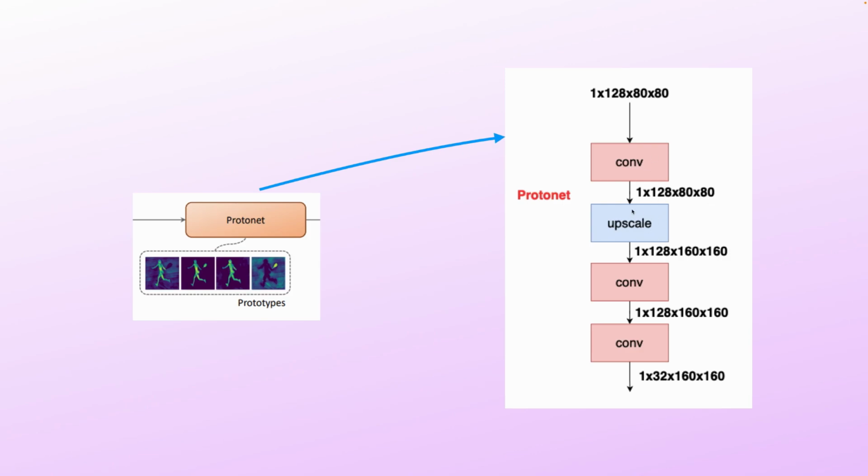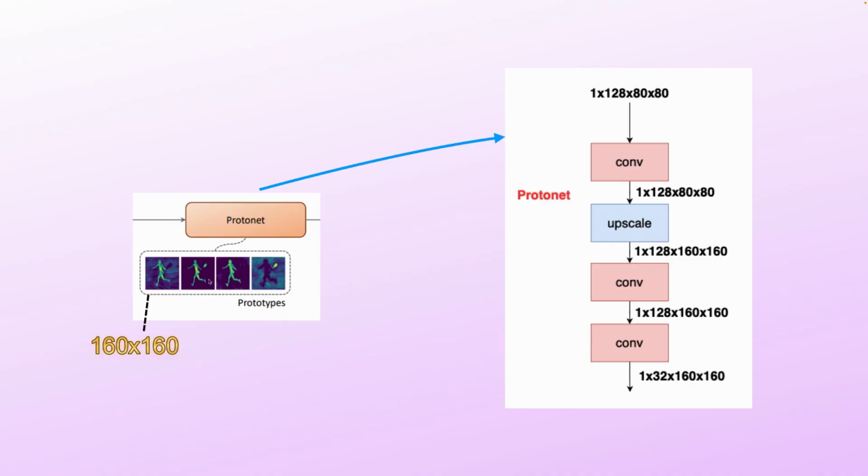Next, you have the upscaling layer, which changes 80 by 80 into 160 by 160. Then you have 2 more convolution layers. The final convolution layer converts from 128 channels to 32 channels. So the output here is 32 by 160 by 160. We are predicting 32 mask prototypes. In this example, we saw only 4 prototypes, but in the actual network we predict 32 mask prototypes. And this 160 by 160 is the size of each prototype.